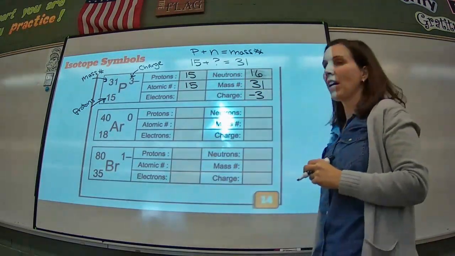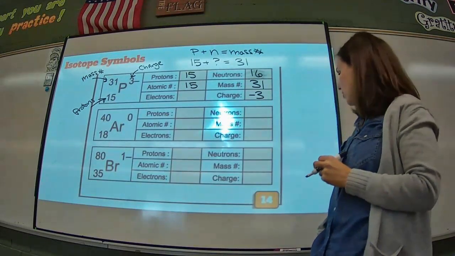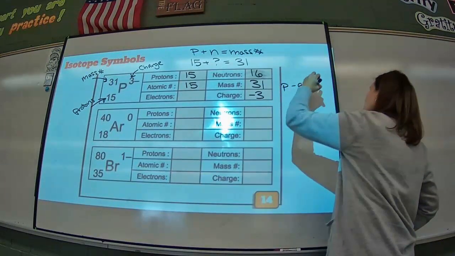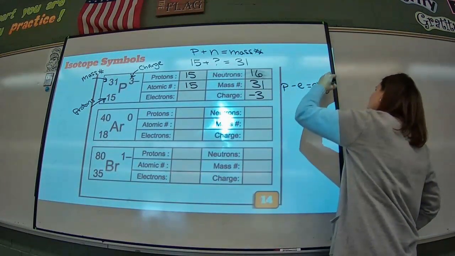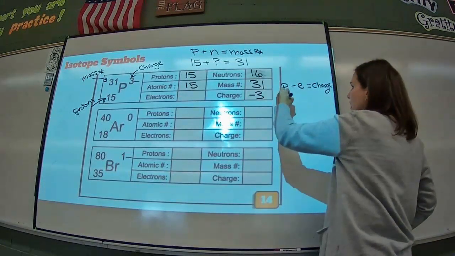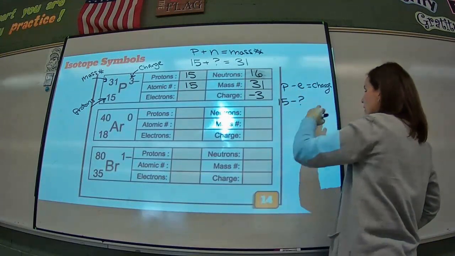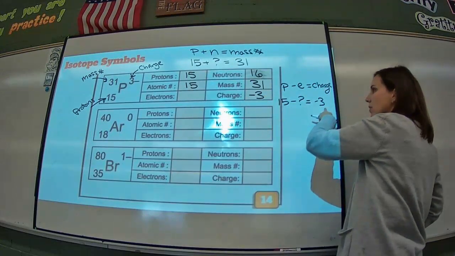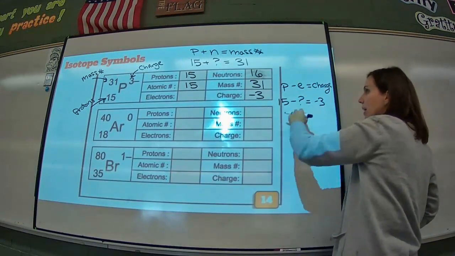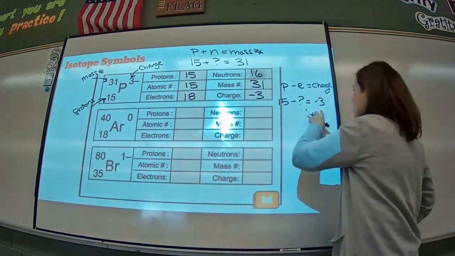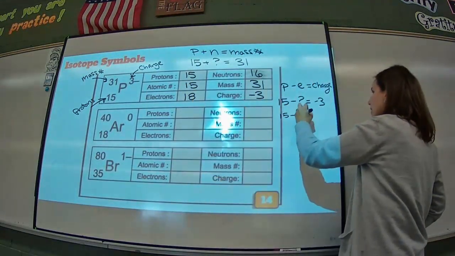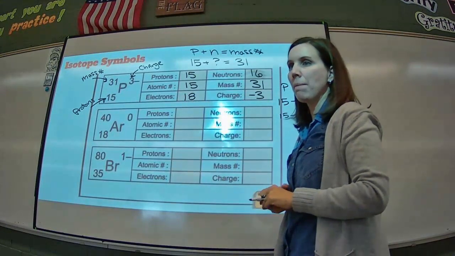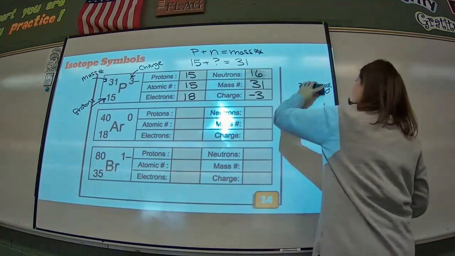So the other thing that I need to figure out is my number of electrons. To do electrons, I know that protons minus electrons equals charge. And in this case, I've got 15 protons minus, I don't know how many electrons, equals a charge of -3. So 15 minus what equals -3? 15 minus 18 gives us -3, right? And so we have 18 electrons. Okay, let's do the next one, which is argon. And I'm going to get rid of my work along the side here.